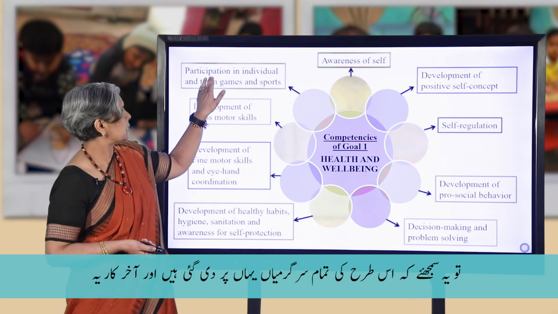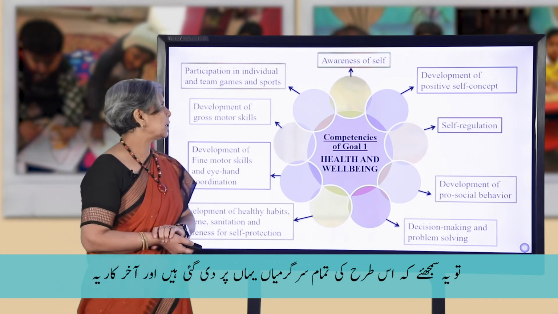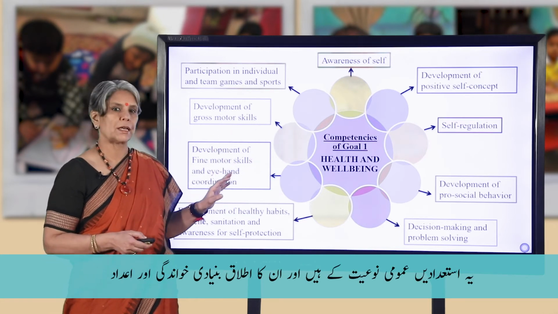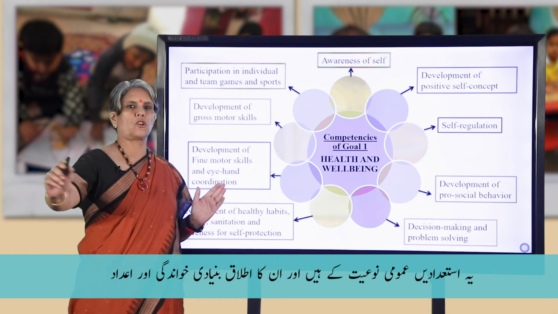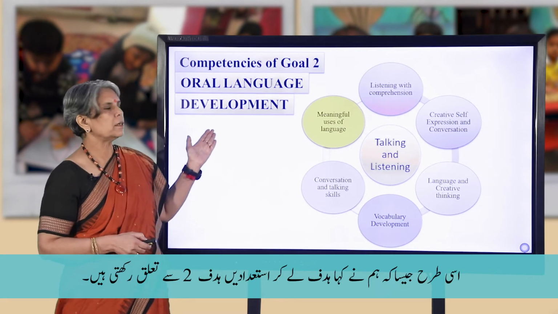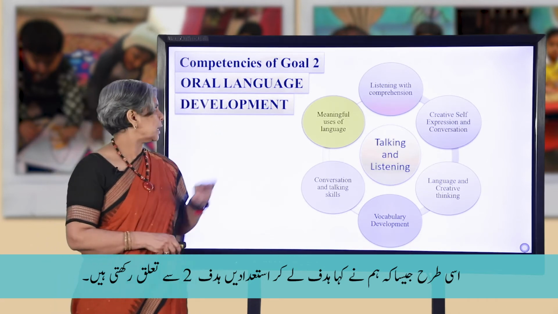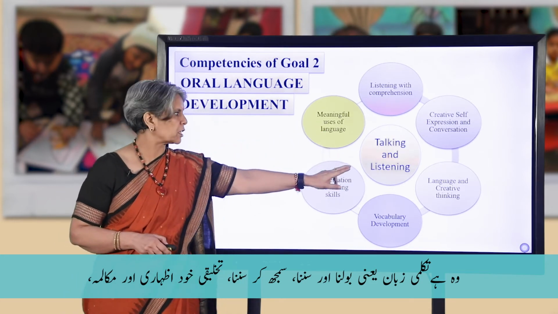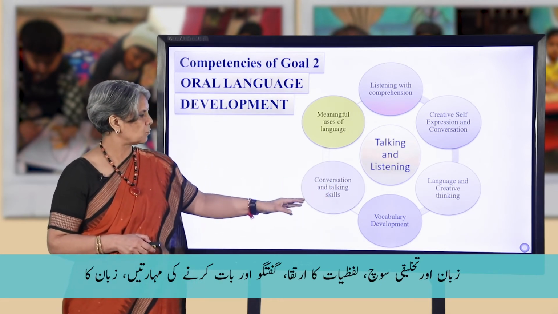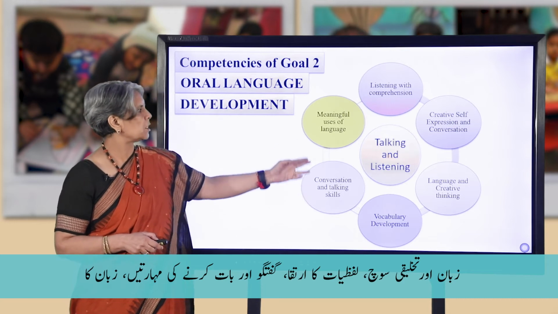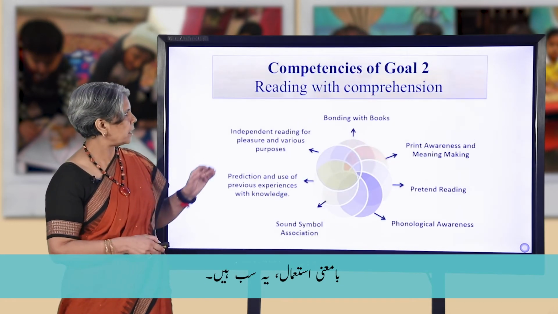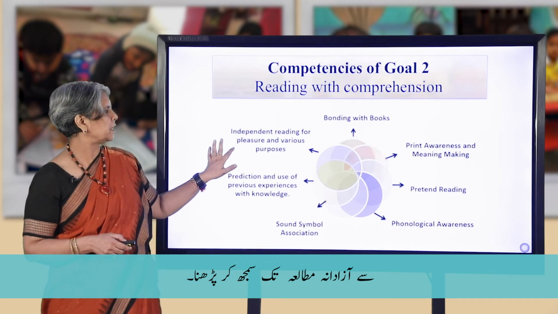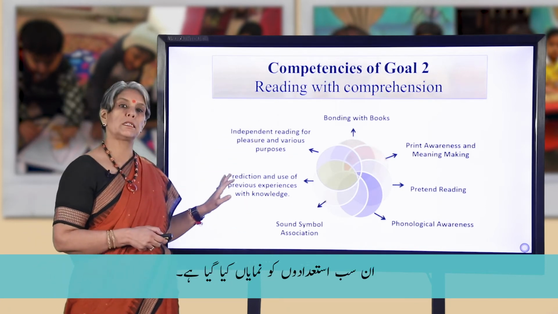And then eventually it is the participation in individual and team games and sports. So these are the competencies, and then there are learning outcomes. These competencies are generic in nature, and run right across the 6 levels in the FLN framework. Similarly, the competencies of goal 2, that is oral language development: talking and listening, listening with comprehension, creative self-expression and conversation, language and creative thinking, vocabulary development, conversation and talking skills, meaningful use of language. Similarly, for goal 2, reading with comprehension, right from bonding with books to independent reading for pleasure and various purposes, all these competencies have been highlighted.